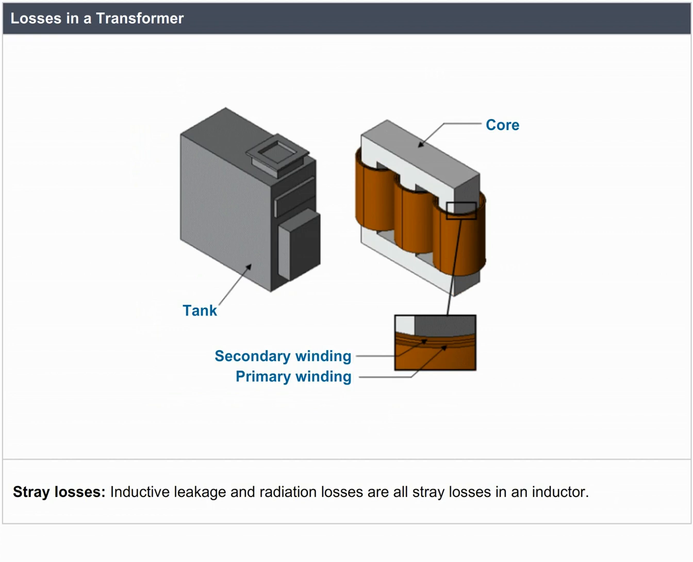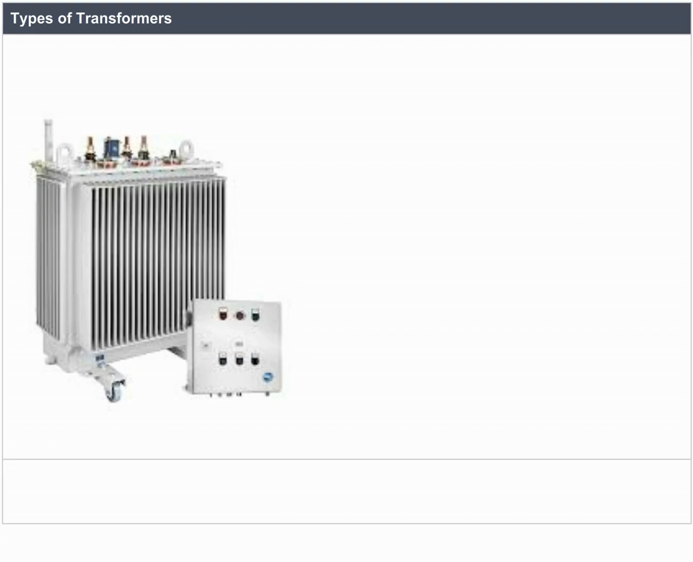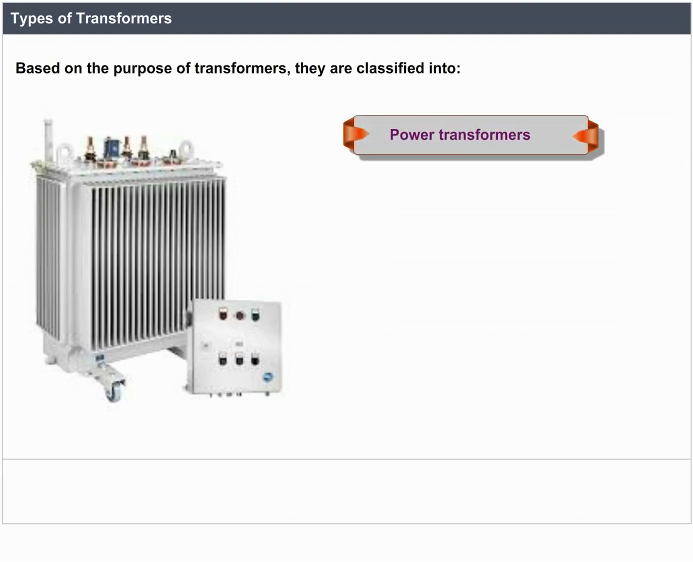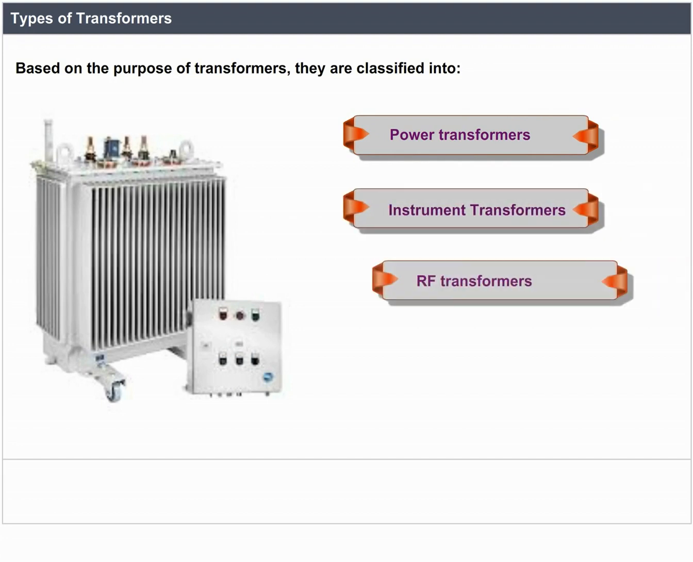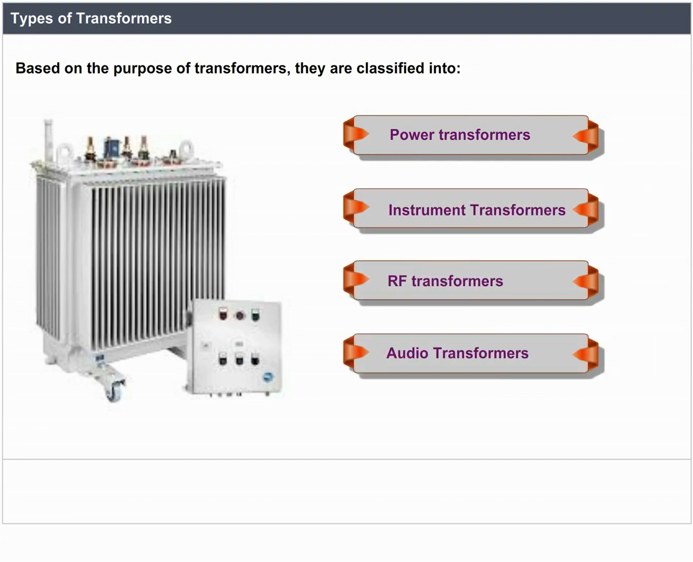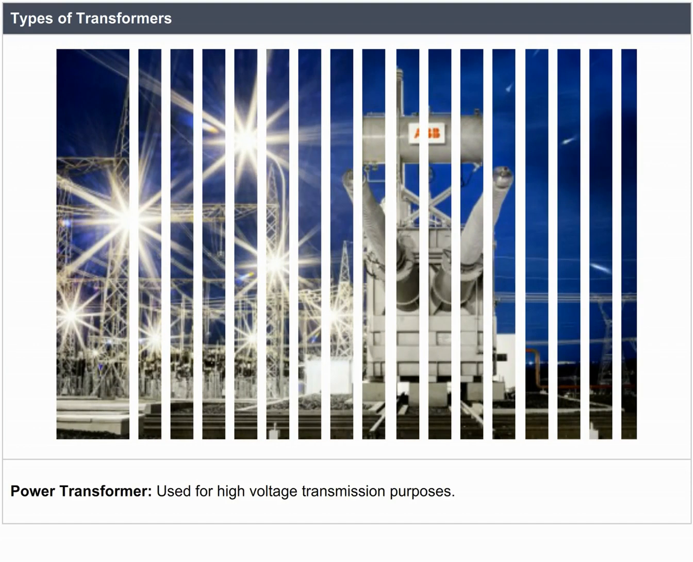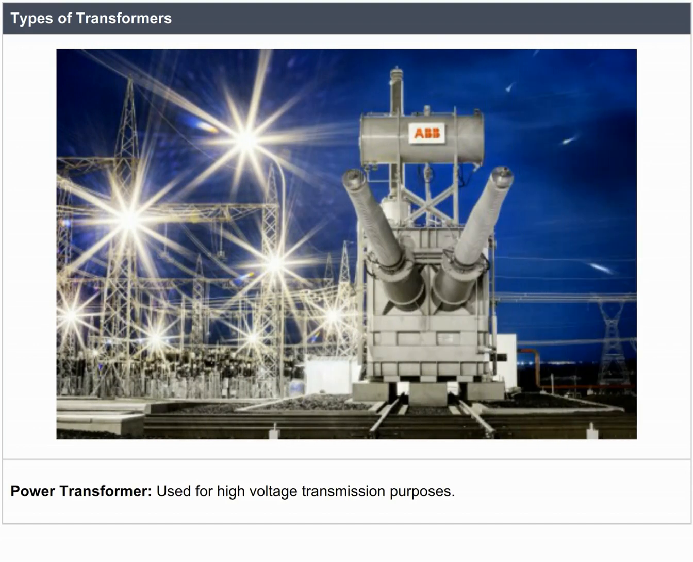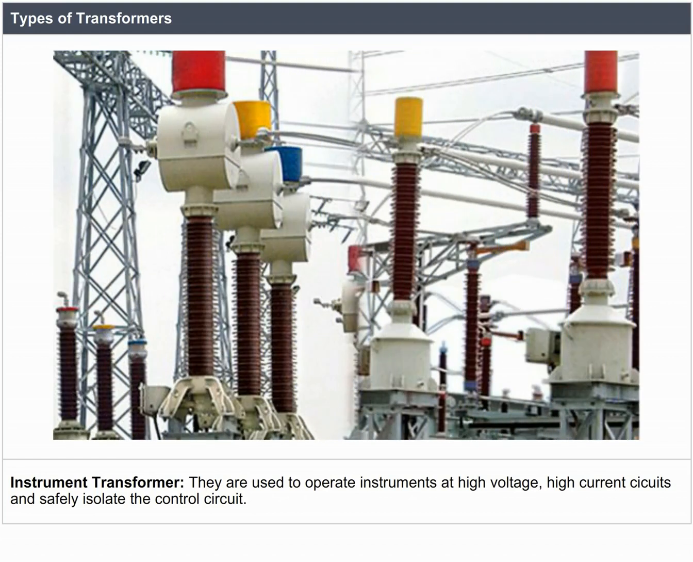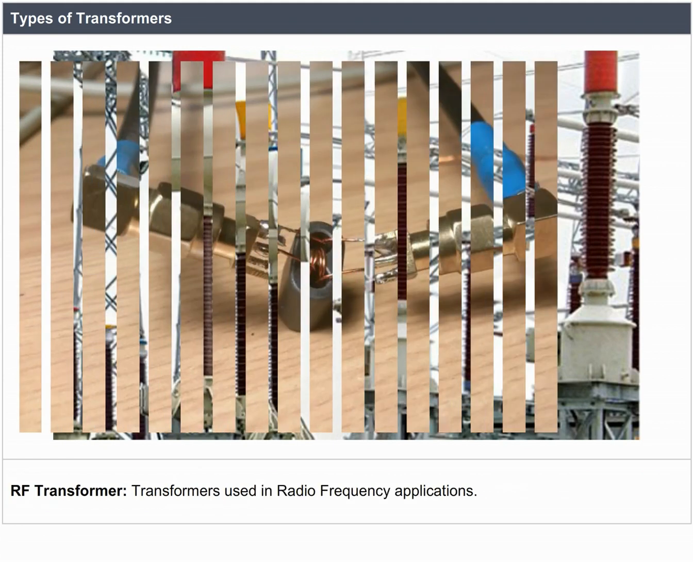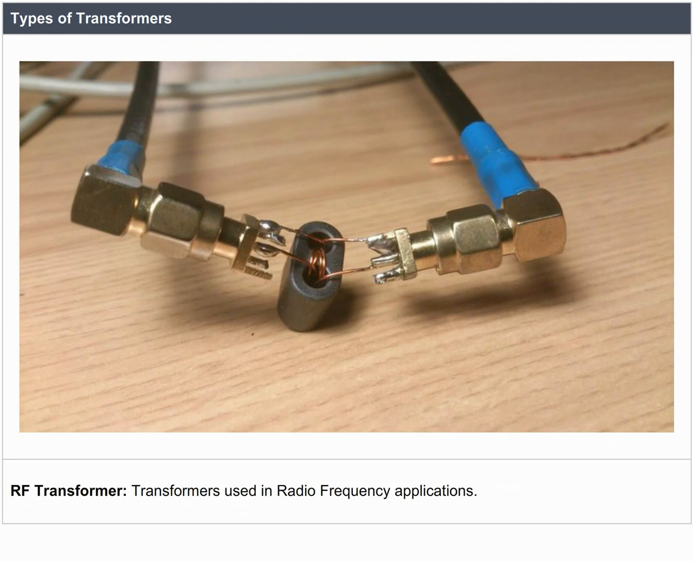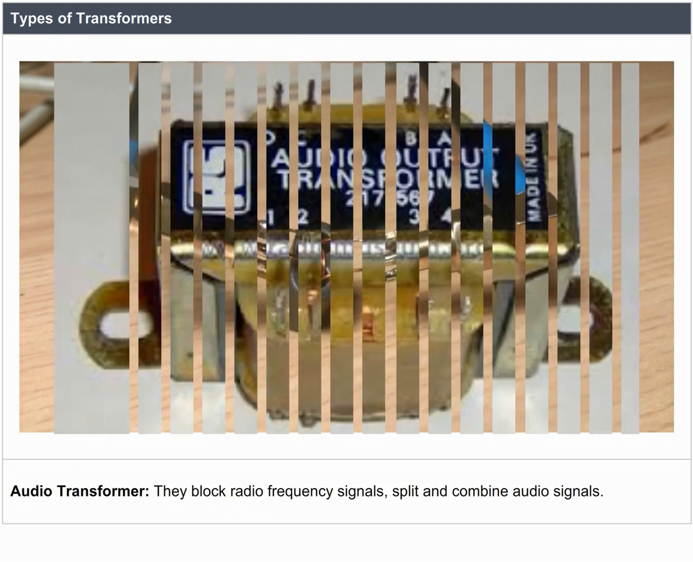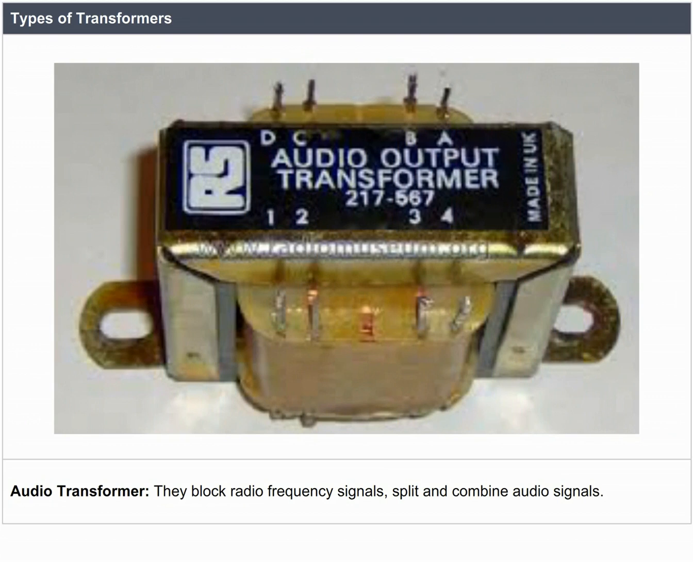Types of transformers. Based on the purpose of transformers, they are classified into power transformers, instrument transformers, RF transformers, audio transformers. Power transformer. Used for high voltage transmission purposes. Instrument transformer. They are used to operate instruments at high voltage, high current circuits and safely isolate the control circuit. RF transformer. Transformers used in radio frequency applications. Audio transformer. They block radio frequency signals, split and combine audio signals.